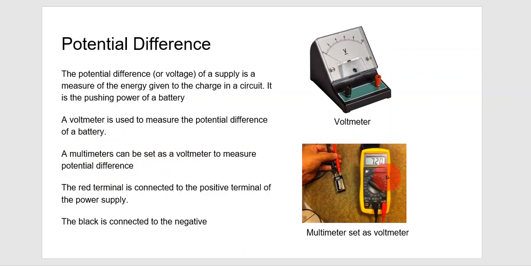A multimeter is basically an instrument that can be used to measure voltage, current, and resistance. That's why it's called a multimeter, because it has multiple purposes. The red terminal is connected to the positive terminal of the power supply, and the black is connected to the negative. So you can connect it up like this to the battery, and you can measure the voltage of the battery using a multimeter set to measure voltage. So that's voltage. Voltage is like the pushing power of the battery. The bigger the voltage, the more force the electrons are pushed through the conducting material.